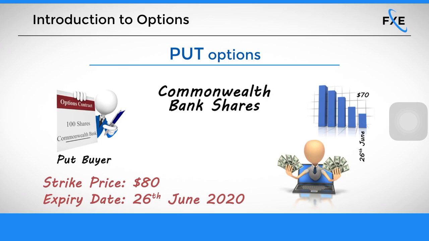As an example, buying a single put option contract on CBA, again representing 100 shares, will give the put option buyer the opportunity to gain from a negative move in CBA below $80, which is the strike price, after the close of trade on the 26th of June 2020, the expiry date.